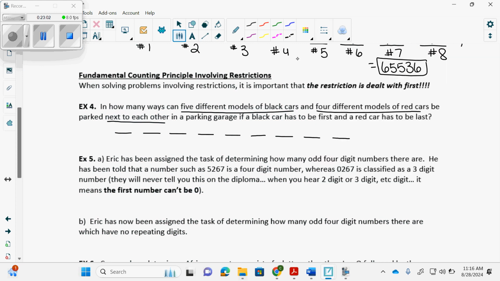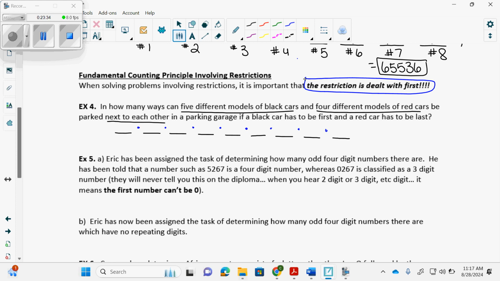Are we parking all the cars or are we parking only some of them? All of them. So we need this one and this one and this one and this one parked, correct? So that's where we get the multiplication. Now up here it says fundamental counting principle involving restrictions. So it says, when solving problems involving restrictions, it's important that the restriction is dealt with first. What is the restriction? Well, the restriction is if it says something has to be here, or something has to be here. You have to deal with those first.